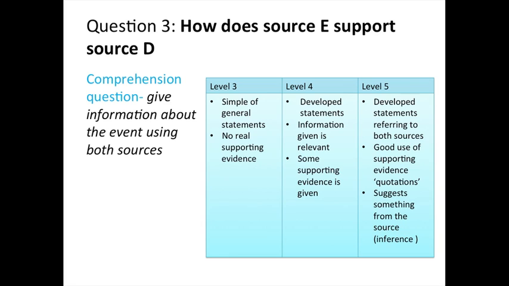Moving through the levels, level 3 you need general statements. There's not a lot of supporting evidence. Level 4, the statements are more developed, information given is relevant, and some supporting evidence is given. There is some quotations. By level 5 you have developed statements referring to both sources, good use of supporting evidence, and there's inference, you are suggesting something from the source. So let's look at an example answer.